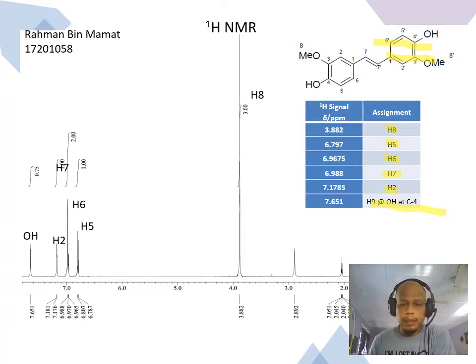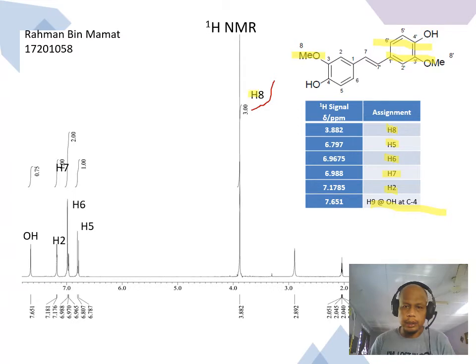Firstly, I would like to assign the H8 of this compound. H8 is easily detected because of the hydrogen on the carbon attached to the oxygen, and is deshielded due to the electronegativity of the oxygen. Here you can see easily 3.8 is assigned for H8, for the methoxy group here.